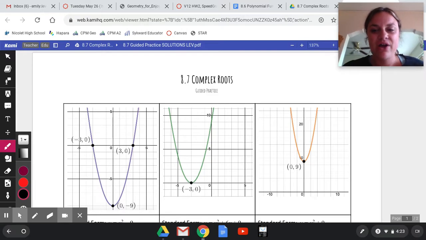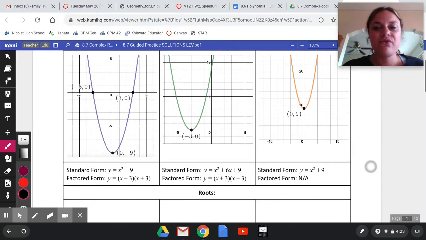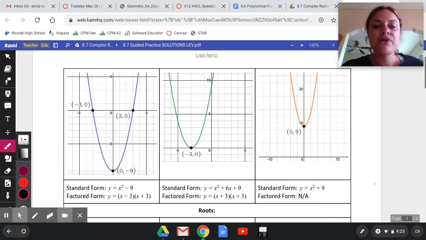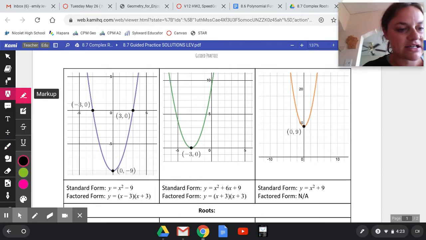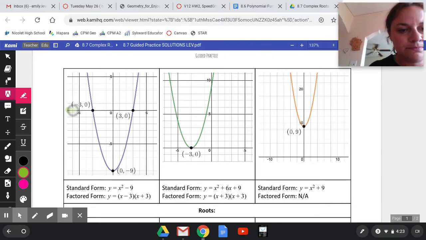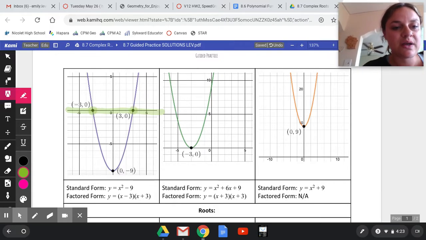Okay, so today we are talking about complex roots. If you look at these first three examples, they are parabolas that intersect with the x-axis in different ways. I'm going to highlight the x-axis in all of these. On this first one, there's my x-axis. I've got a root at -3 and a root at +3, so I've got two separate roots.